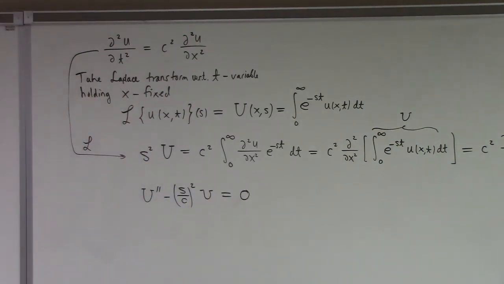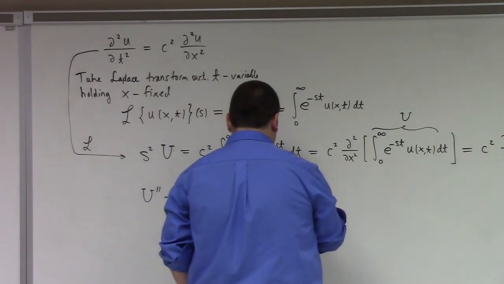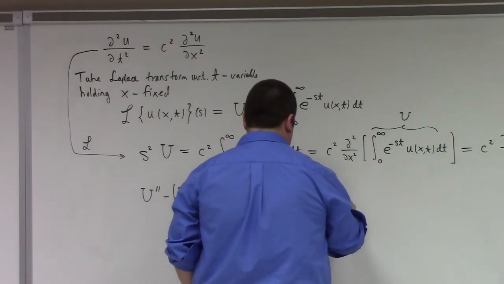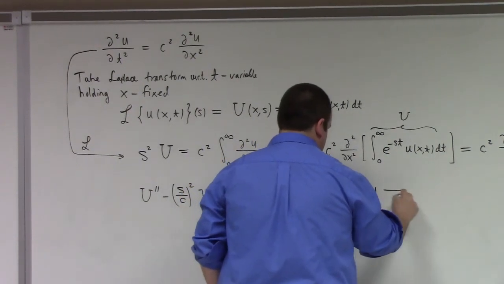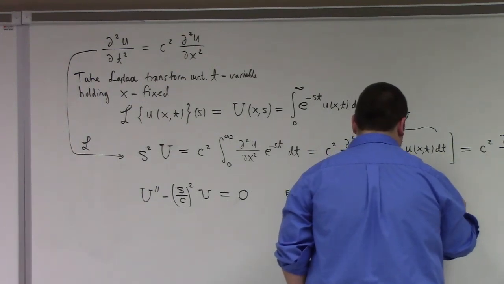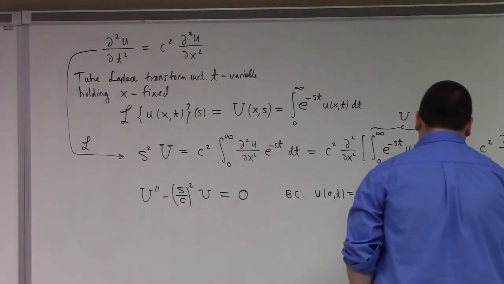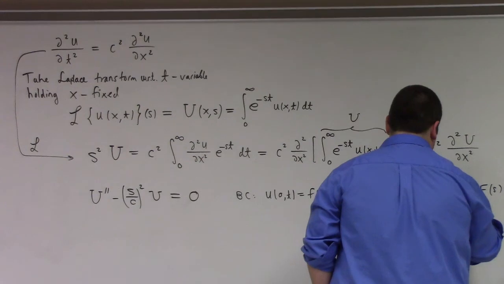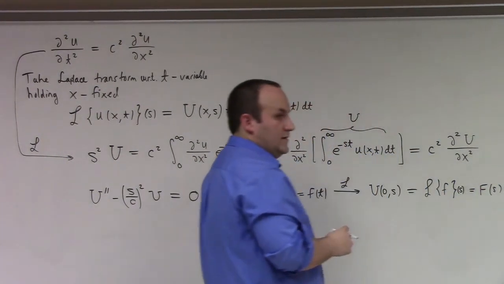Do we know anything else about this big U? We haven't used the boundary condition yet, have we? But we can take the Laplace transform of the boundary condition also. So the boundary condition was u of 0, t equal to f of t. Taking the Laplace transform of the boundary condition, we get big U of 0 comma s equal to the Laplace transform of little f, which we'll call big F, as usual.